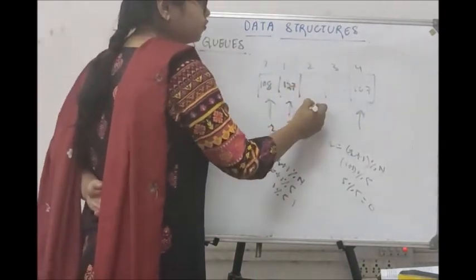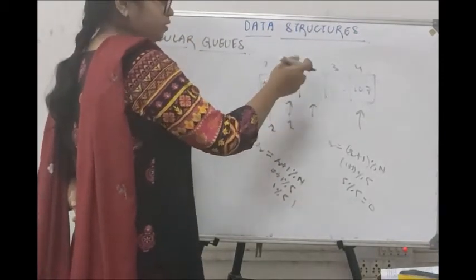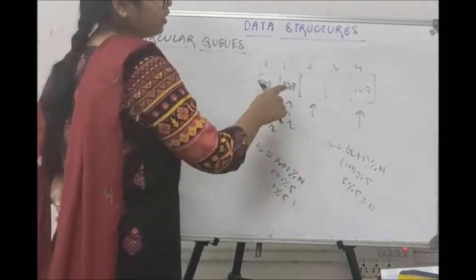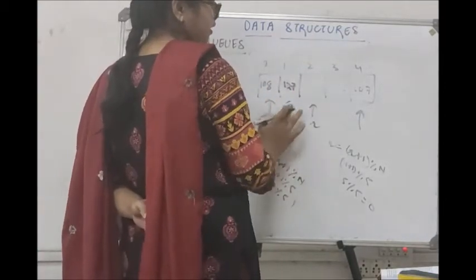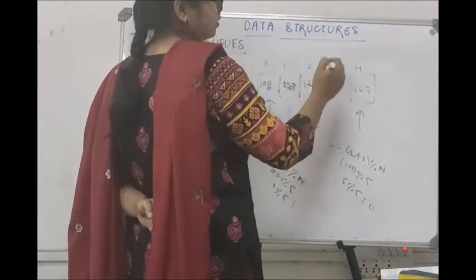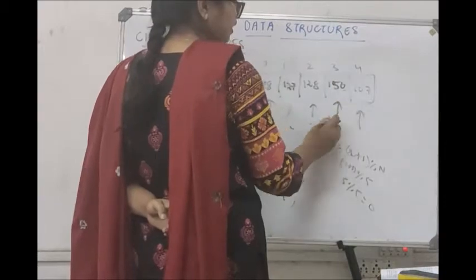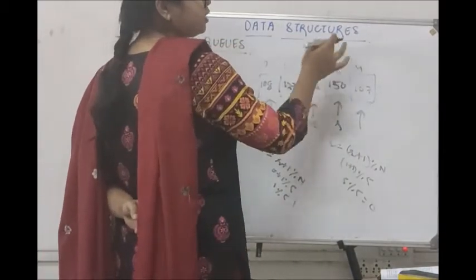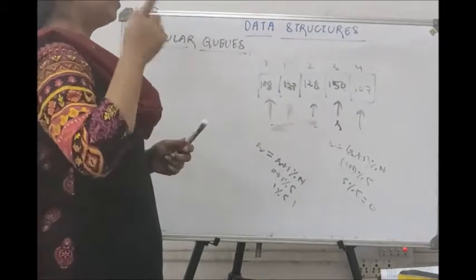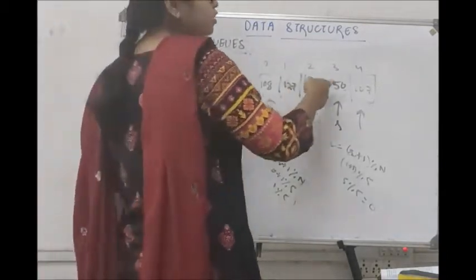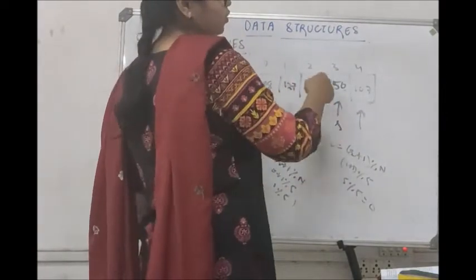See, now if you want to add further, you can do the mod operation. R plus 1: 1 plus 1 is 2, and 2 mod 5 is 2. So R will be incremented and you can add 128. And then suppose you want to add 150. It will be incremented because 2 plus 1 is 3, and 3 mod 5 is 3. Now you check. Again you want to add. Can you add? No, you cannot add.